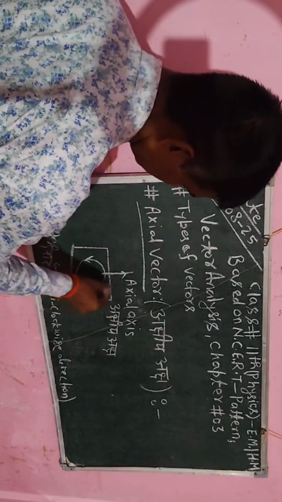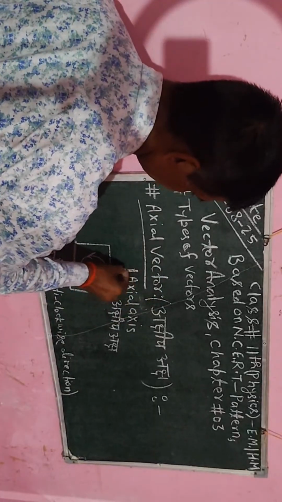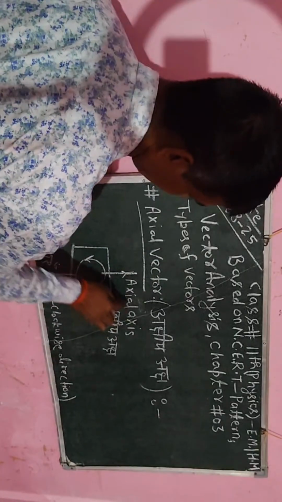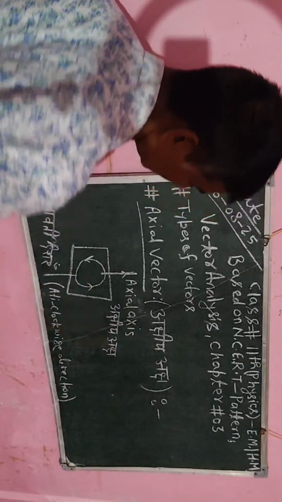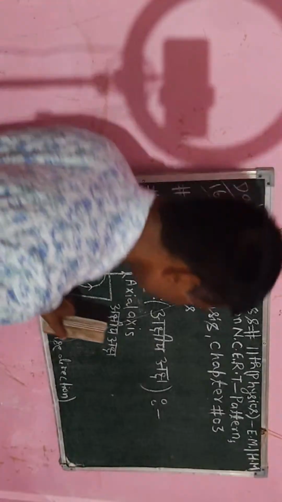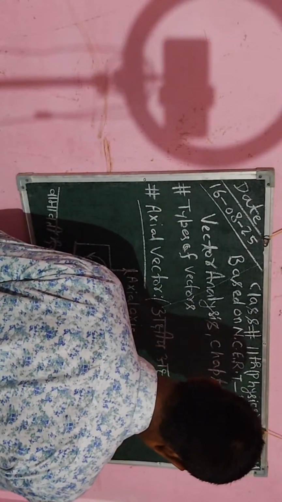So it is moving in anti-clockwise direction, so its direction will be along this. That is, I will say this is the axial axis. This is the axial axis, and that is also written in Hindi, akshiya aksh.